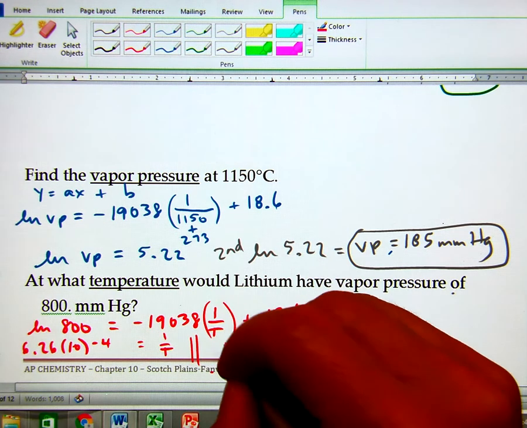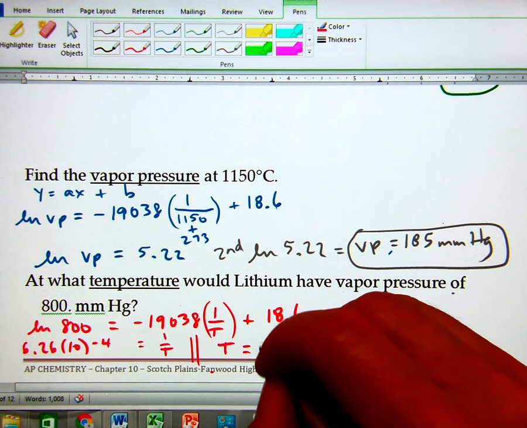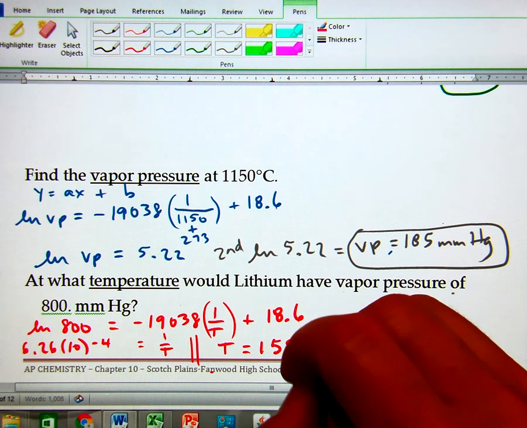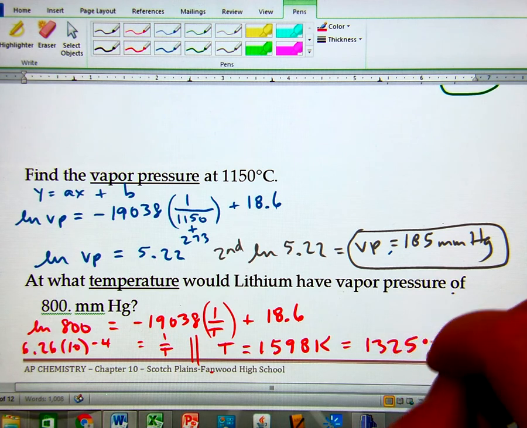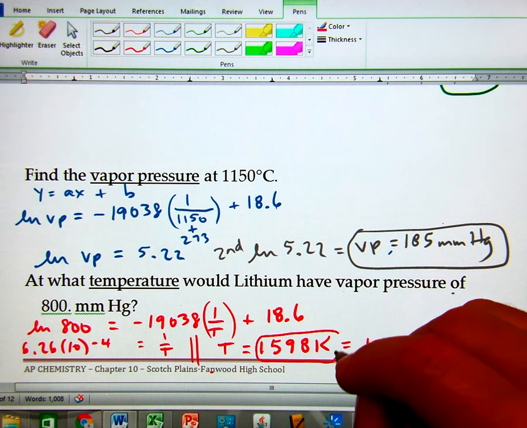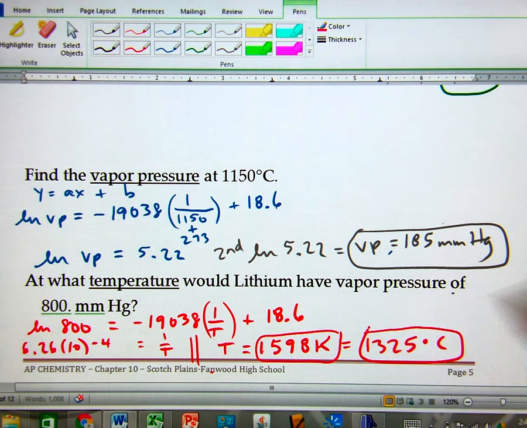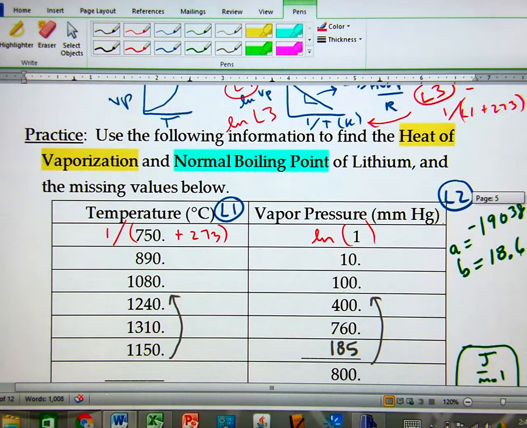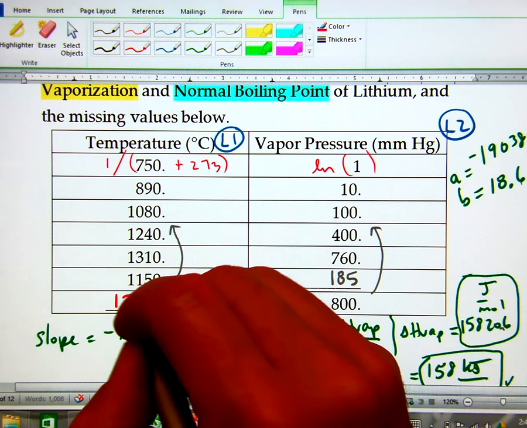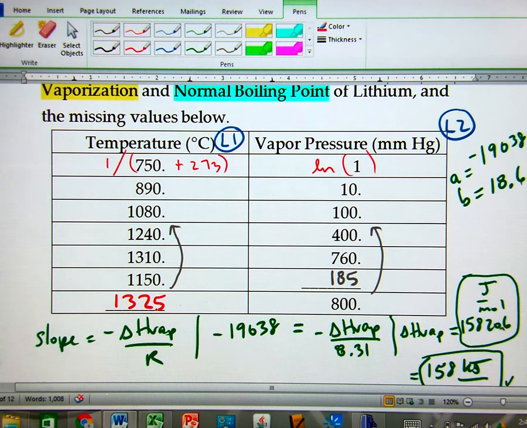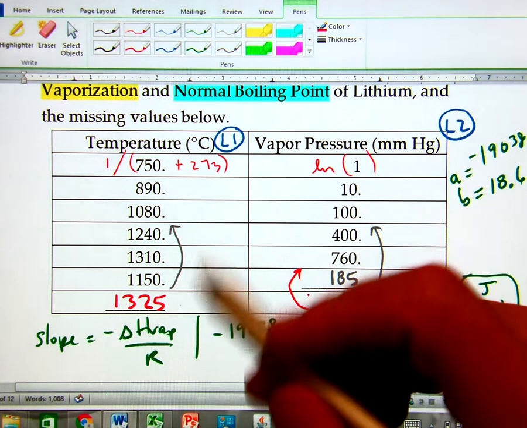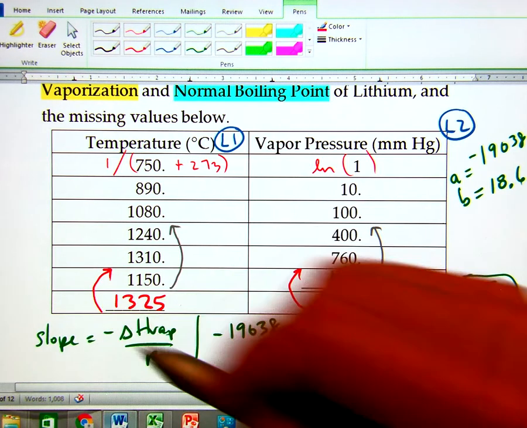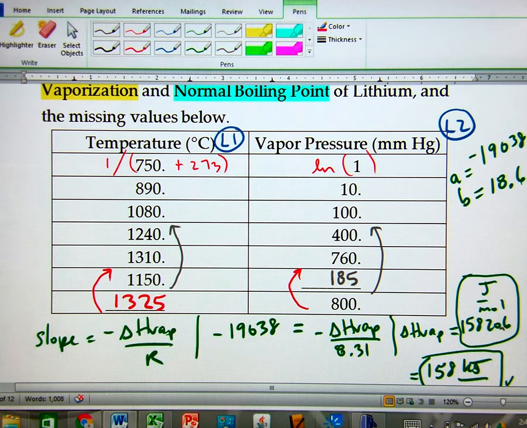So that means that T equals 1598 Kelvin, which equals 1325 Celsius, if you wanted to get it back to Celsius for the chart. So let's fill that in, 1325 Celsius, and let's see if that makes sense. We know that 800 is basically right over here after 760, so you would expect 1325 to be after 1310, which it is, so that also makes sense.